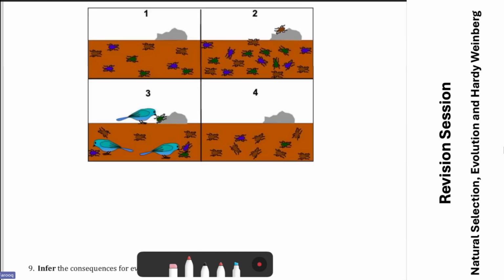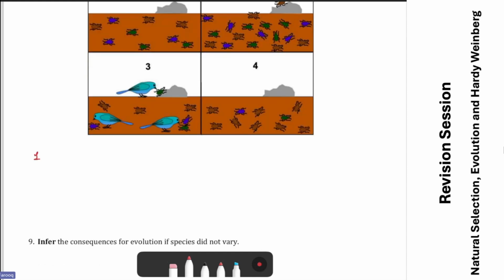So diagram number 1, what does it show? You can see a picture, and in this picture you can see blue, red, and green species. So number 1 is showing you variation. You can give a heading and then describe it. How can you describe that? Individuals in a population differ from one another.